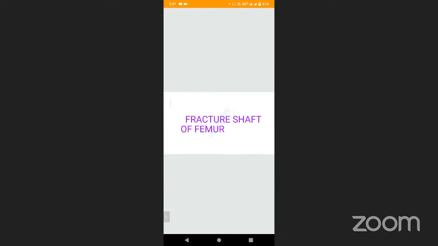Now come to the next chapter, that is fracture shaft of the femur. As I have already told you, orthopedicians survive today because of the tremendous amount of RTAs on the roads. So a lot of road traffic accidents are occurring nowadays, and they can cause any type of injury.